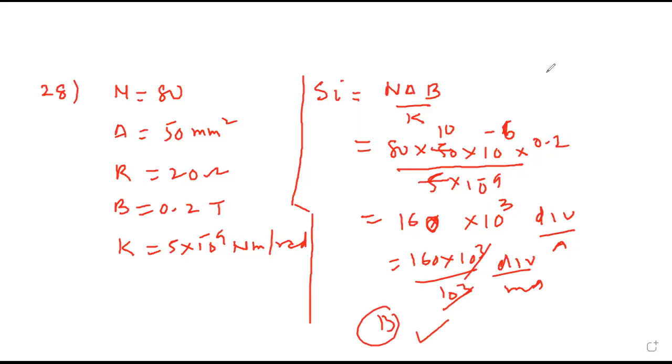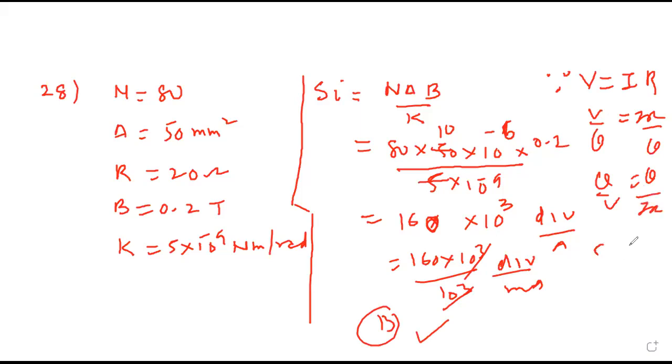Voltage sensitivity. Since voltage formula is I into resistance, sensitivity is deflection upon that value. So V upon theta, IR upon theta, I divided both sides. Then take reciprocal. So theta upon V is theta upon IR. This is, voltage sensitivity is current sensitivity upon R. Voltage sensitivity, we don't know, current sensitivity is 160 and resistance is 20. So it becomes 8.